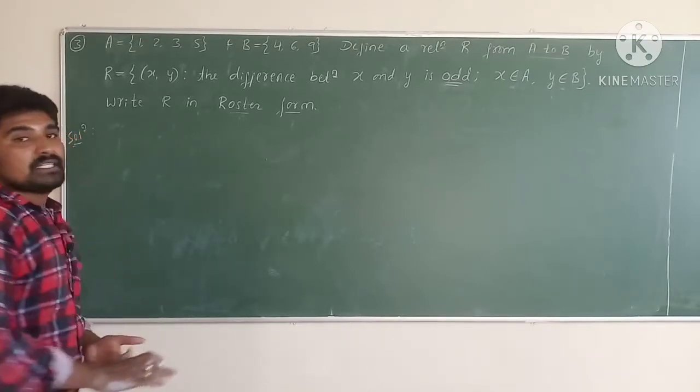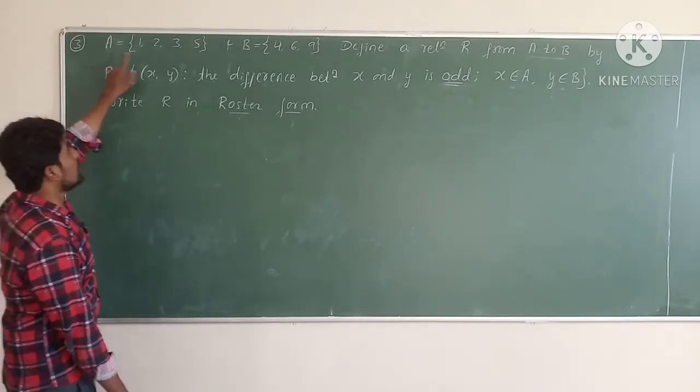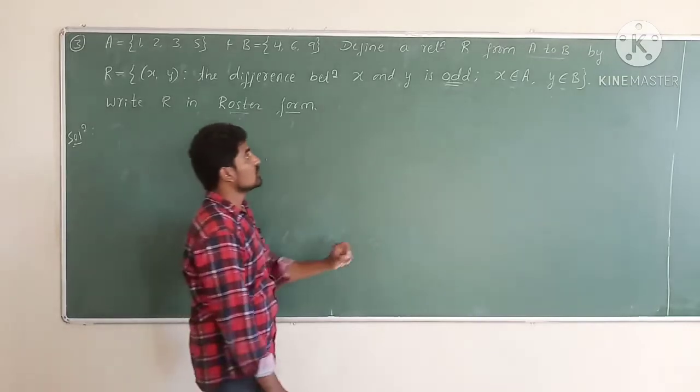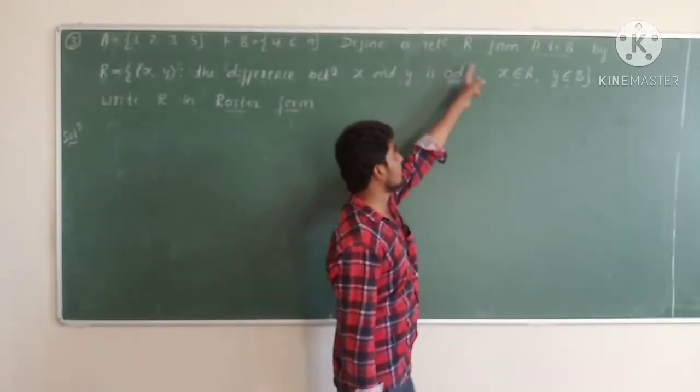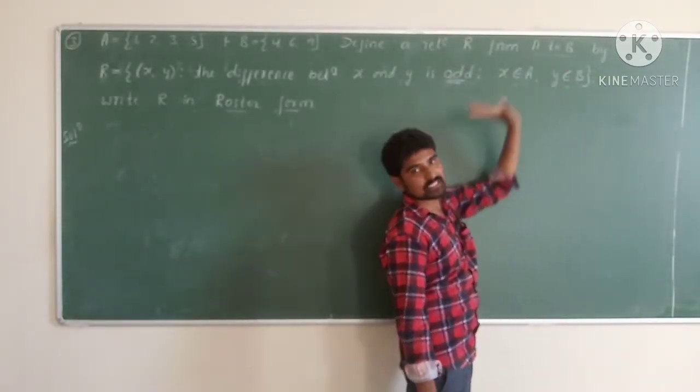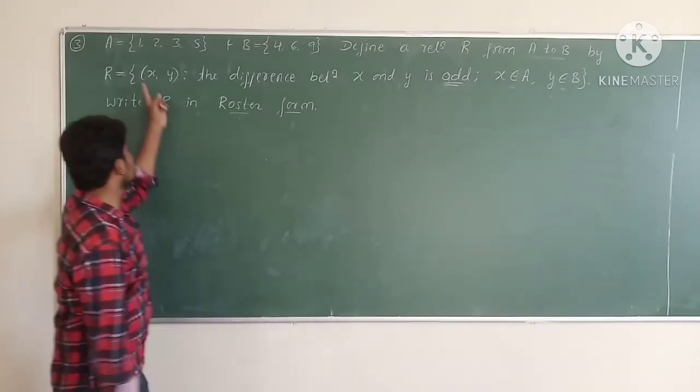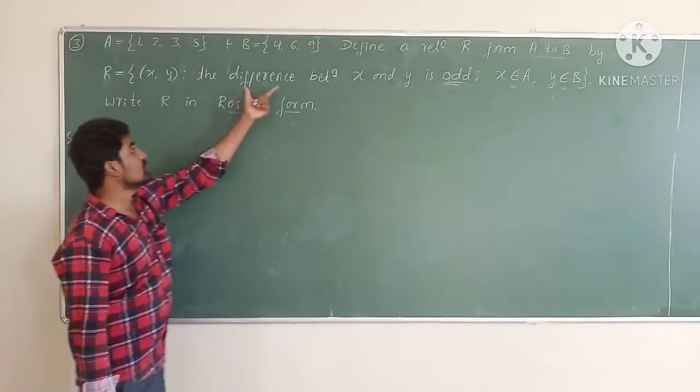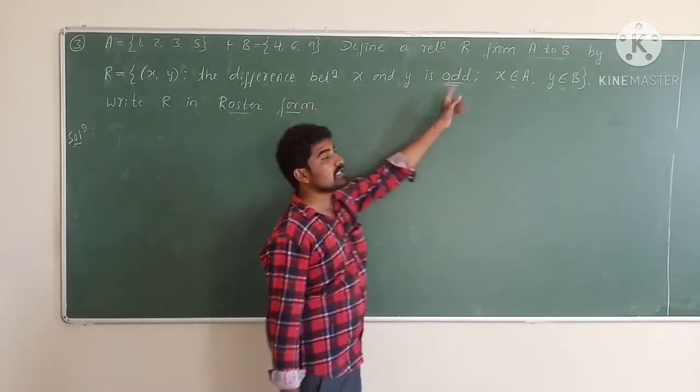Now the third question is, he has given that A and B are two sets, and also he has given that a relation R is defined from set A to set B, and the relation between x and y, the difference between x and y is an odd number.